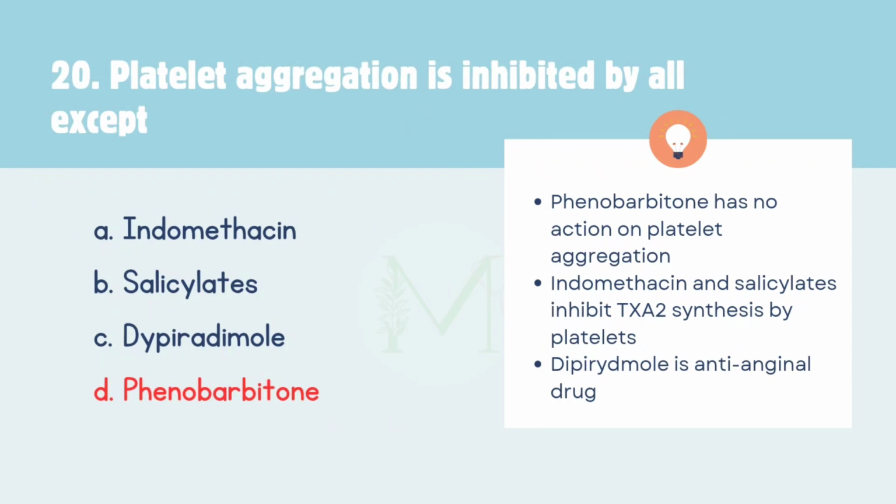Phenobarbital, on the other hand, is a barbiturate used primarily as an anticonvulsant and sedative. It does not inhibit platelet aggregation. So by eliminating all the other options, we can come to the conclusion that phenobarbital does not inhibit platelet aggregation.